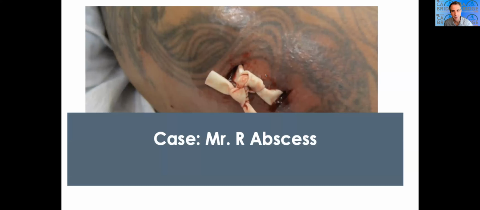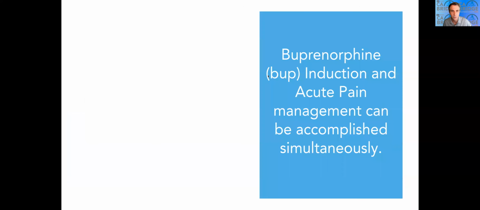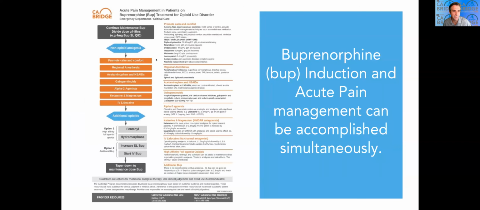Okay, abscess. So we see these all the time, right? So you get a shooter's abscess. Is this a time for induction? Absolutely, right? So on the Bridge website, you'll see that there's a lot of stuff you can do. This is kind of fun. You just sort of throw the kitchen sink at them, and the elephant in the room, the big gun, is ketamine.